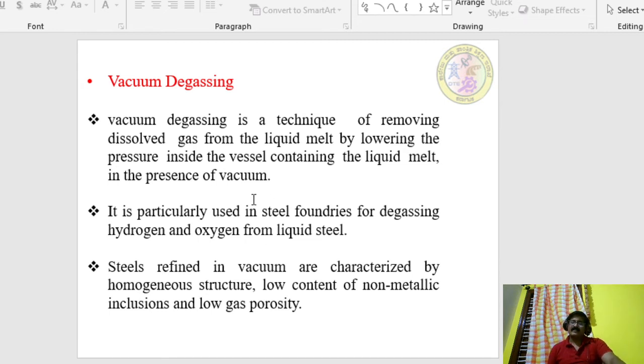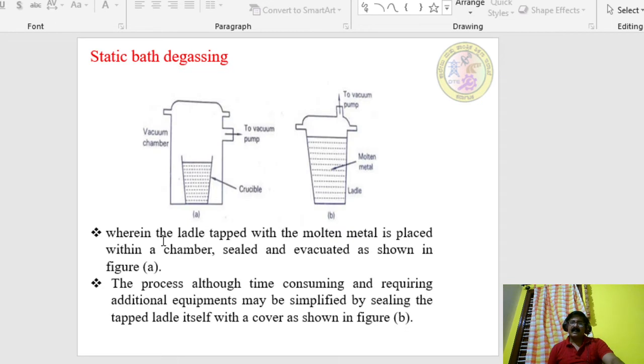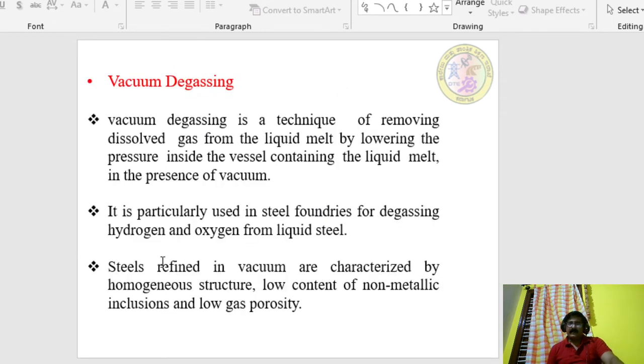Moreover, it is particularly used in steel foundries for degassing hydrogen and oxygen from the liquid steel. If oxygen is present in the steel, it may produce certain defects, so definitely we need to extract this oxygen or hydrogen. And steel refined in a vacuum is characterized by a homogeneous structure, generally we say, and low content of non-metallic inclusions and low gas porosity.